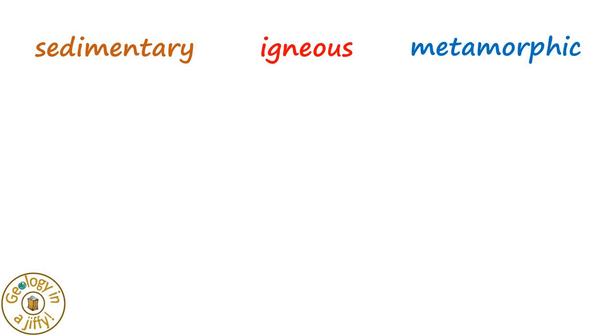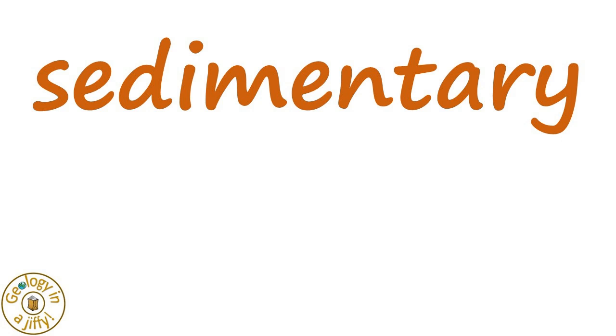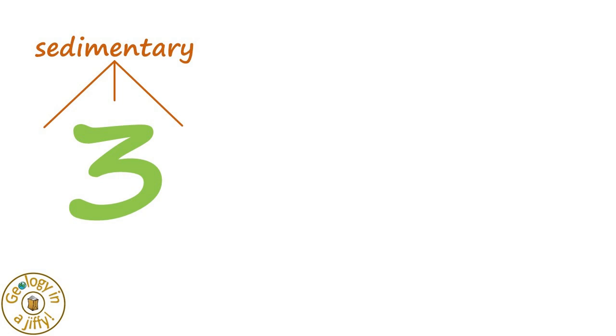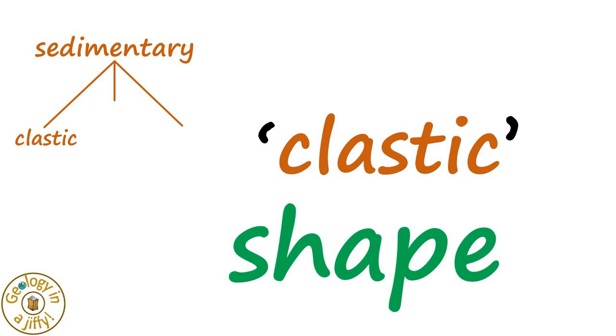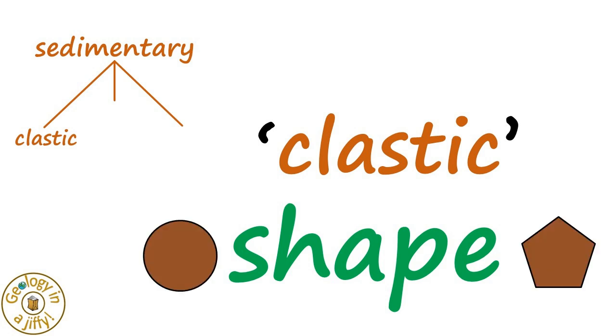Our first group are the sedimentary rocks, which are named because they are made of sediments, giving us three categories of sedimentary rocks. The first is clastic sedimentary rocks, with clastic meaning bits of older rocks, with clastic sedimentary rocks further categorised by the size of the sediments, from large through to microscopic, and the shape, ranging from rounded through to angular.